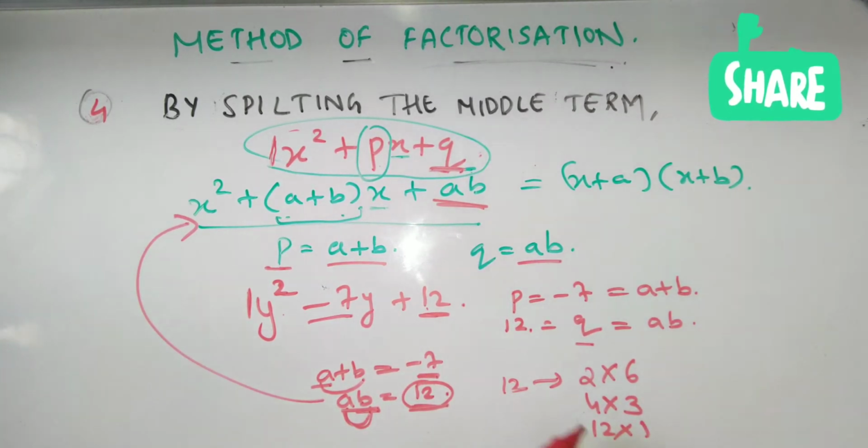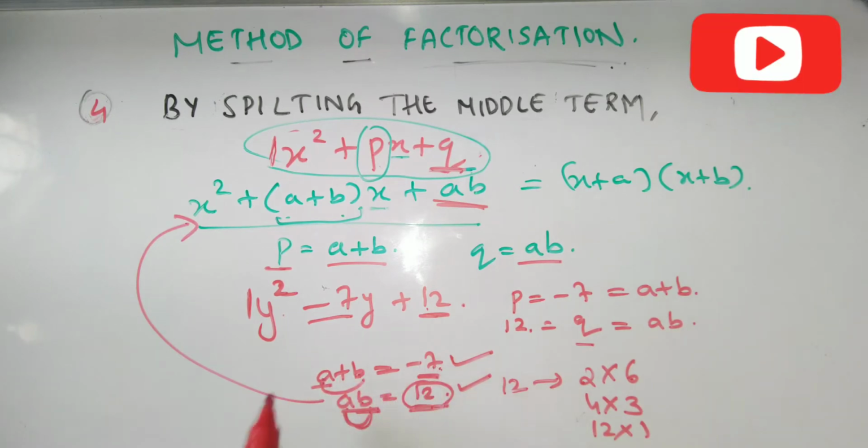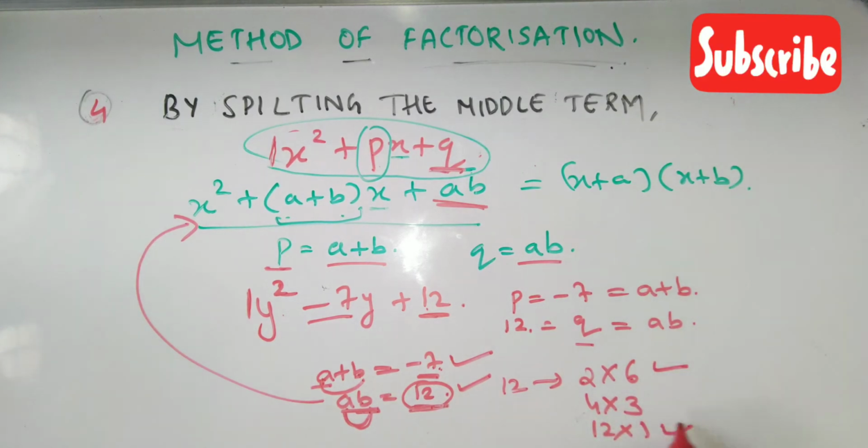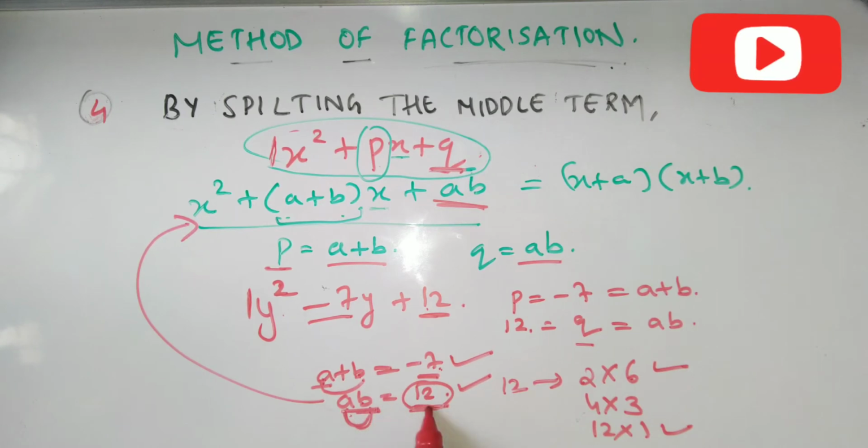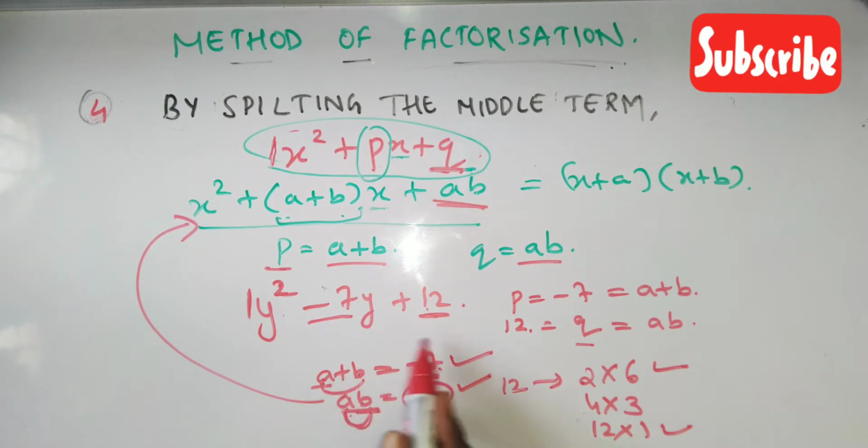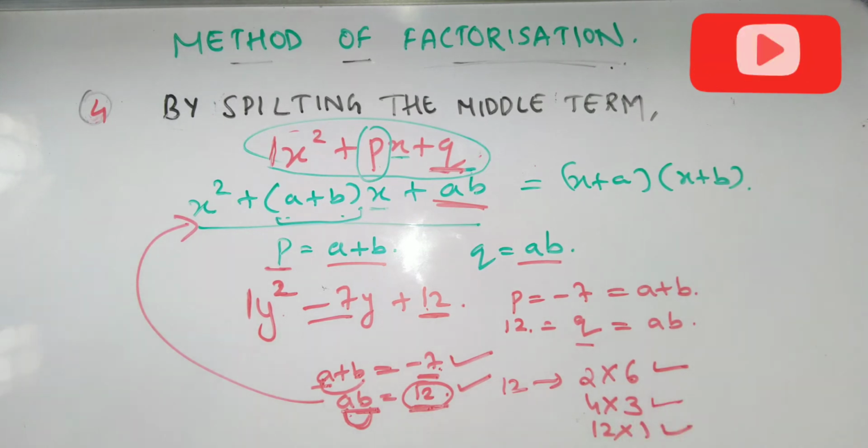Six factors are there, in which I have to take the one that satisfies this condition as well as this condition. So if I take 6 and 2, 6 twos are 12, but when I add 6 and 2, I should get minus 7. I am not getting minus 7 with these two numbers. If I take 12 and 1, 12 ones are 12, but 12 plus 1 is 13, not minus 7. So these two pairs are not satisfying both conditions.